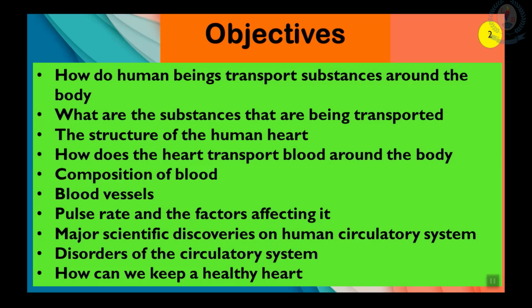Objectives. You should be able to know how human beings transport substances around the body, what the substances being transported are, the structure of the human heart, how the heart transports blood around the body, the composition of blood, blood vessels, pulse rate and the factors affecting the pulse rate, major scientific discoveries on the human circulatory system, disorders of the circulatory system, and finally how you can keep a healthy heart.